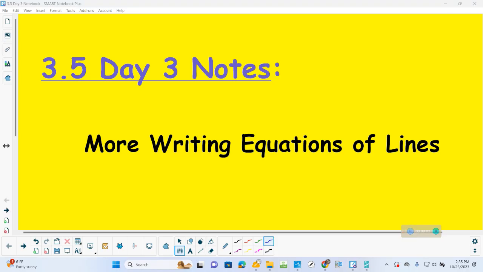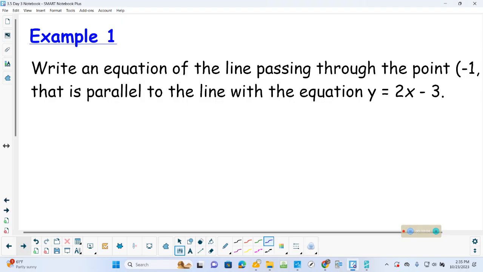Here we go, guys. So we're going to take a look, more of the same, like I said. We're just adding in the parallel and perpendicular aspect to it. So, keyword, of course, parallel. First question, take a look at this equation on the right-hand side. Which number represents the slope? 2. So I'm going to use that exact same slope. I'm just going to write down m equals 2, and they want it to go through this point.